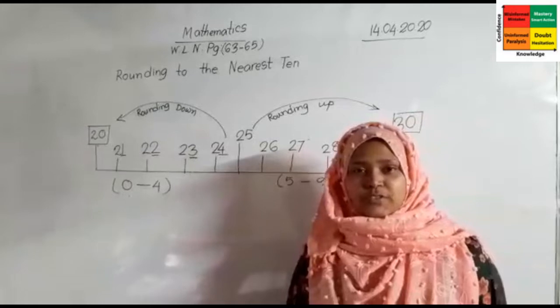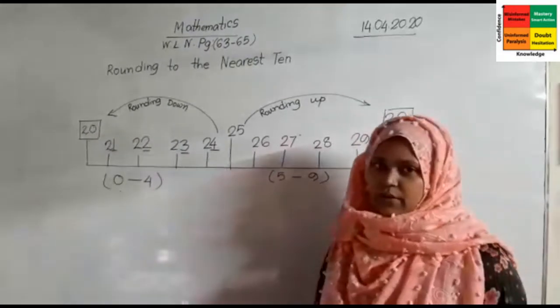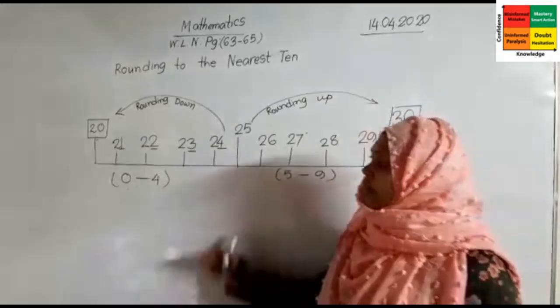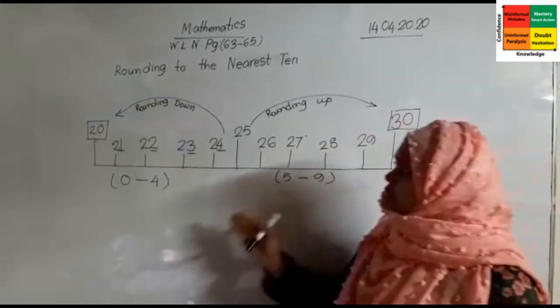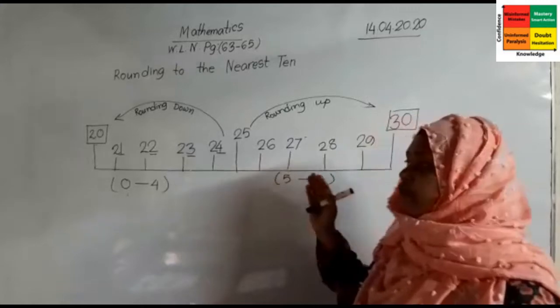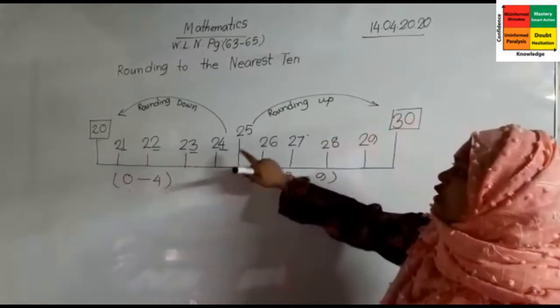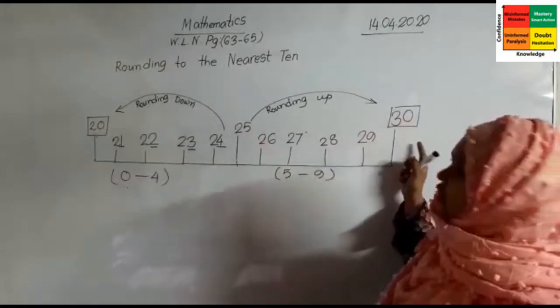Today we are going to learn a new topic again, and that is rounding to the nearest 10. To make it understood, you need to know, I have drawn a house here. It's 20 to 30. So between 20 and 30 there are a few numbers like 21, 22, 23, 24, 25, 26, 27, 28, 29 and 30.